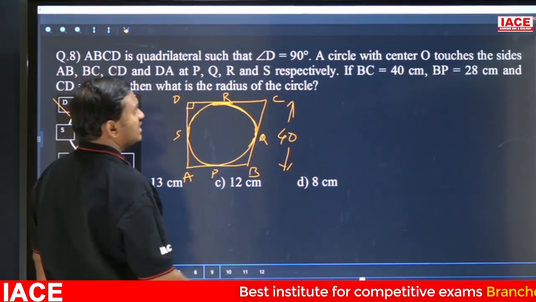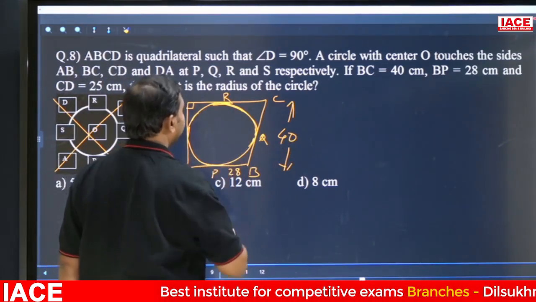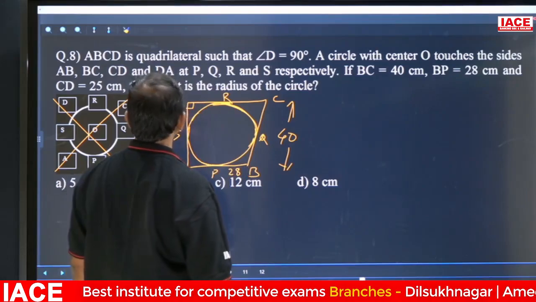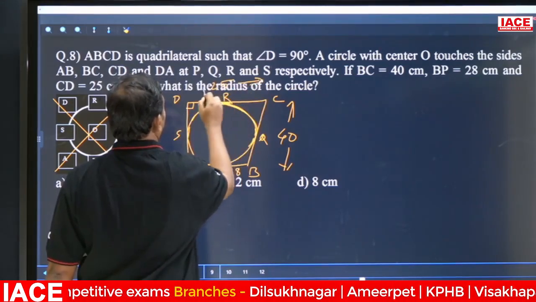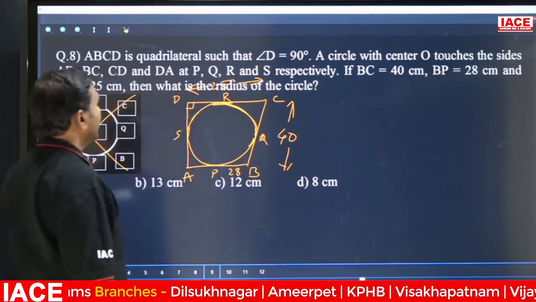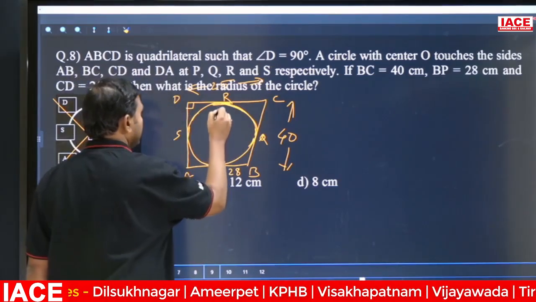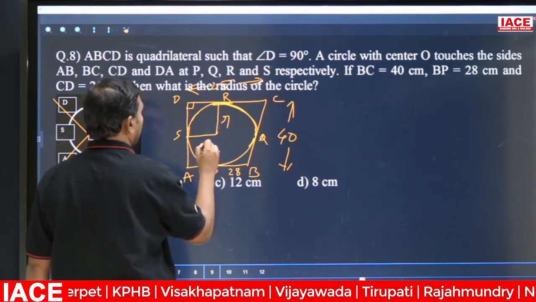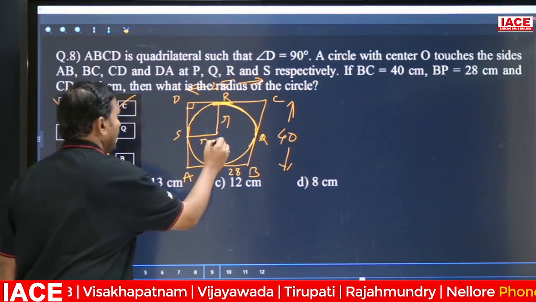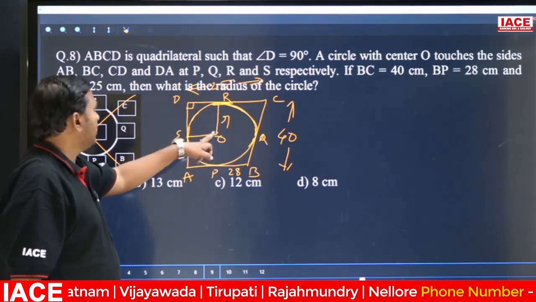Now some values are given. BP is 28 and CD is 25. Then find the radius of the circle. This radius we have to find. Right, here if you observe, here it is making a 90 degree angle.